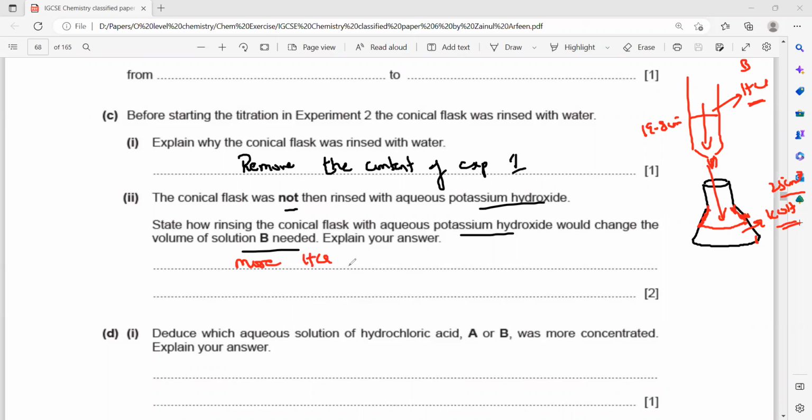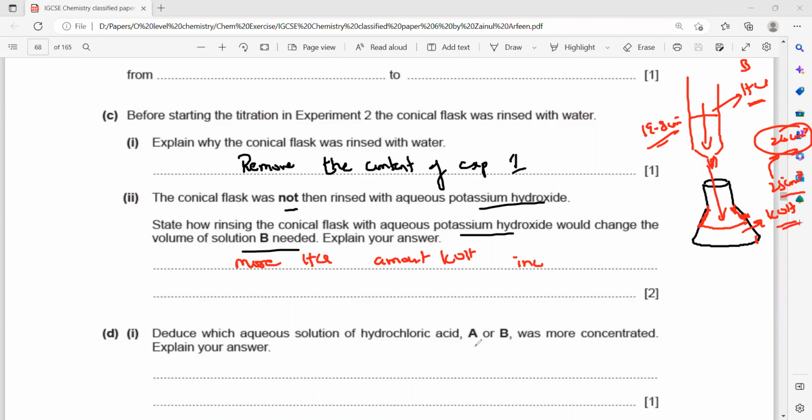Why do we need more HCl? Because the amount of potassium hydroxide increases as we rinse with potassium hydroxide. There is leftover potassium hydroxide and then we fill with 25, so the total volume may not be 25, it might be 26, for example. For 26 cm cube, you need a greater amount of HCl as compared to 25 cm cube. Is it clear, this one? Yes, sir, clear.